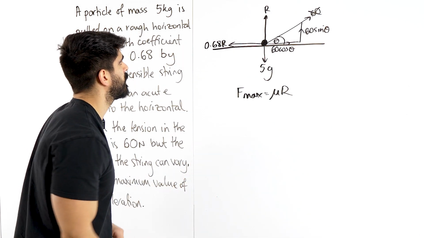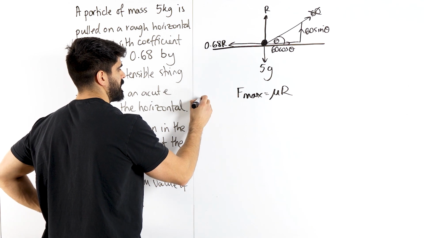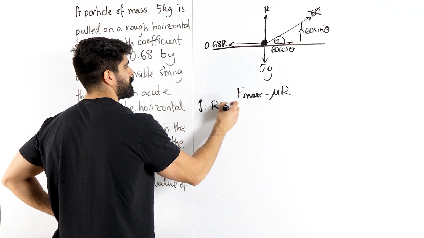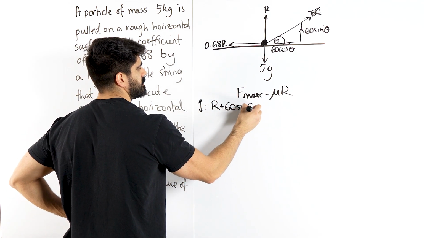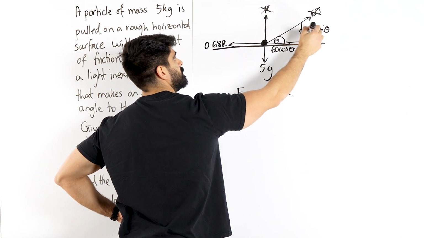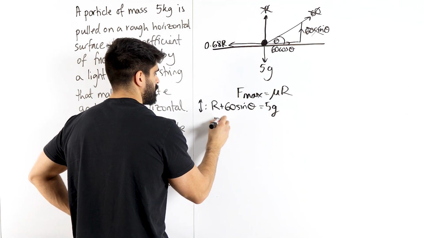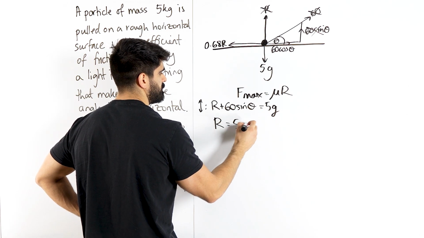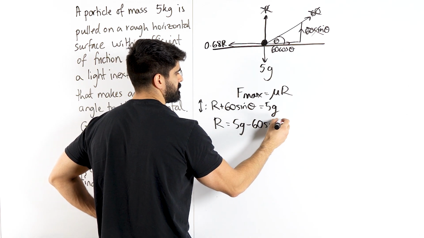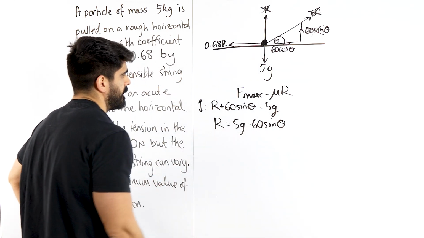So dealing with r first, looking at the up and the down, r plus 60 sine theta, so these two added together equals 5g. So r is 5g minus 60 sine theta. All right.